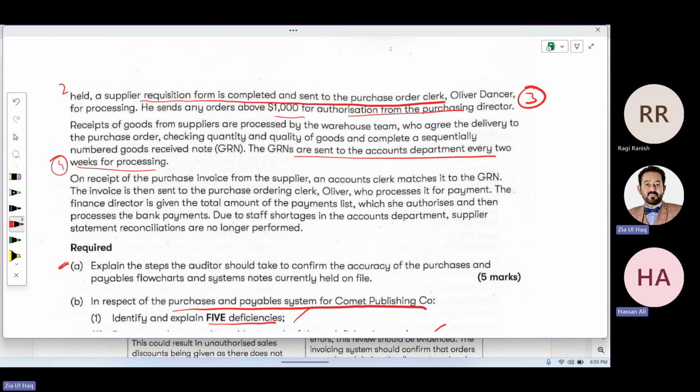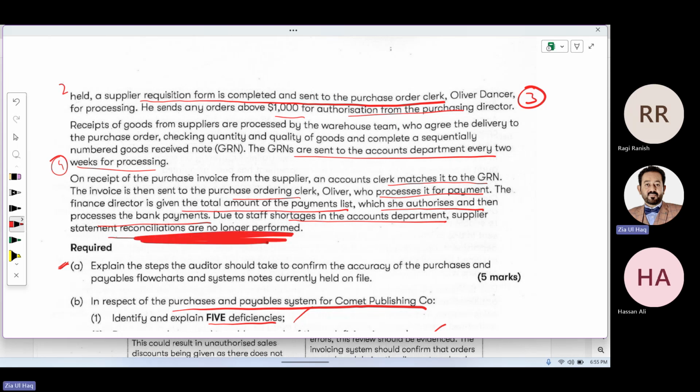Okay, on receipt of the purchase invoice from the supplier, the accounts clerk matches it to the GRN. The invoice is then sent to the purchase ledger clerk who processes it for payment. The finance director is given the total amount of the payment list, which she authorizes, and then processes the bank payments.